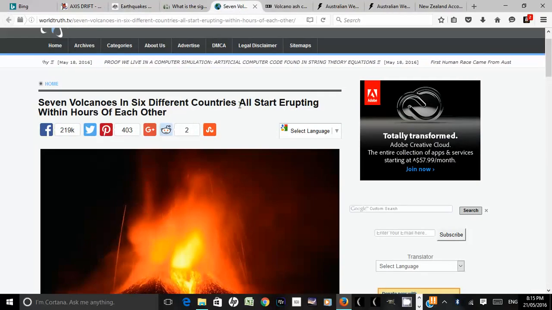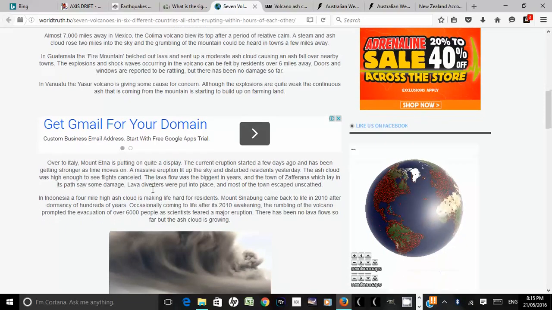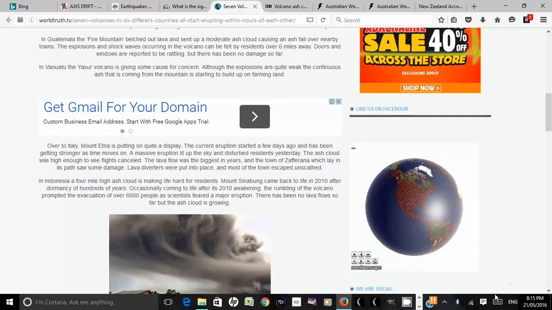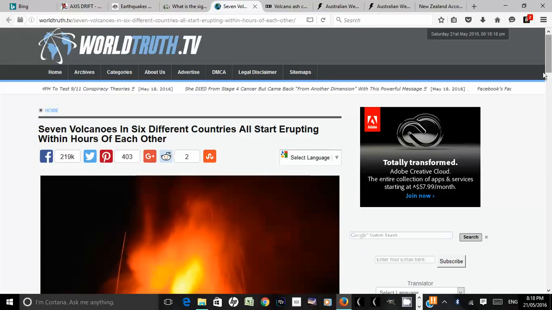And then moving on to the next thing. 6 volcanoes in 6 different countries all start erupting within hours of each other. I'm not really 100% sure when this was done, but I read this and I thought it was interesting. Okay, so like I said, 7 volcanoes in 6 different countries all start erupting within hours of each other.